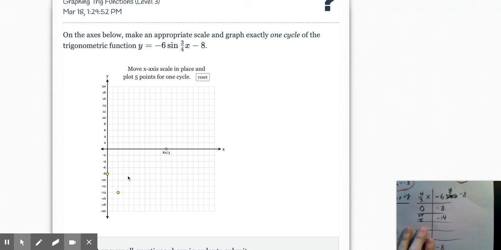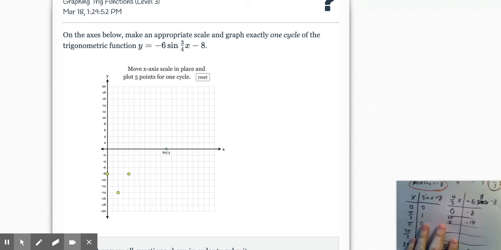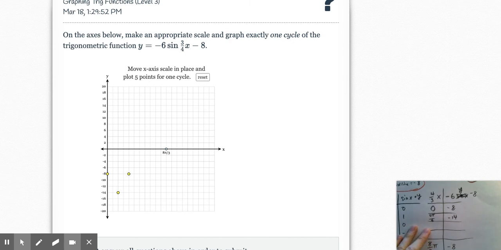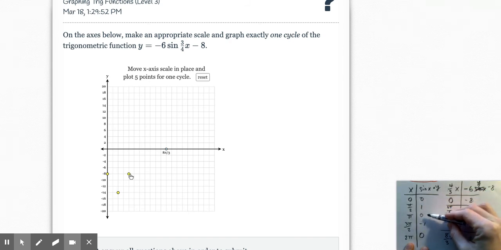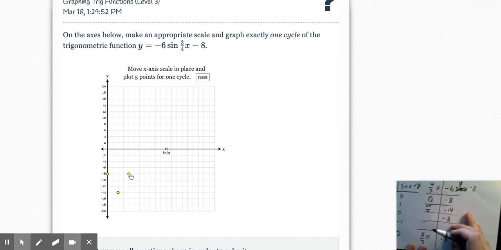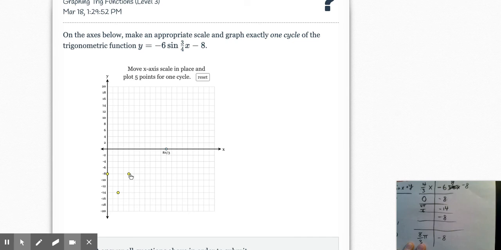The third point will come back to the midline, which is 0. If you look at our table, 0 minus 8 goes back to negative 8. And that fits the pattern where the 1st, 3rd, and 5th stops are on the midline at negative 8. And I made sure that I went another 2 squares across. So everything is very symmetric.